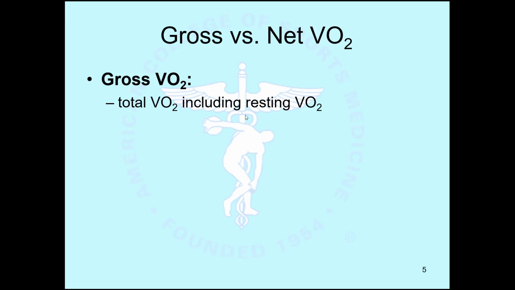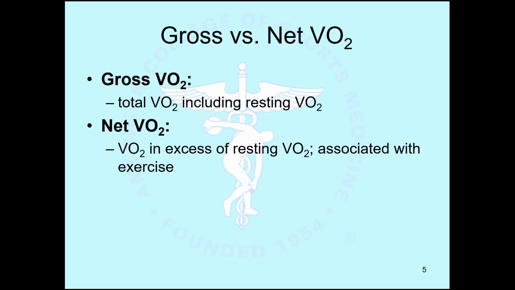Net VO2, on the other hand, is the VO2 in excess of resting oxygen consumption. So again, back to that same example, if we assume resting oxygen consumption is 3.5 and you're walking slowly down the street and your VO2 is measured at 6, that gives us a net VO2 of about 2.5. So it's in excess of resting metabolism.